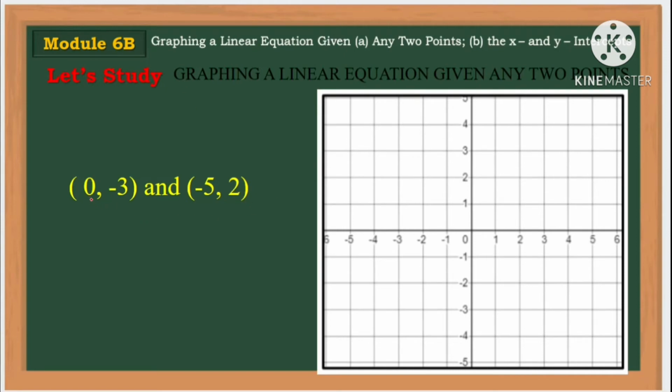Another, (0, -3) and (-5, 2). So x here is 0. Y is -3. Ito yung tinatawag nating y-intercept. Bakit? Meron tayong value dito ng y, which is -3. So locate natin ang -3 na nasa y-axis. Ito ang point. Next, (-5, 2). So x is -5 and y is +2. Pagtagpuhin ang dalawa at nandito ang kanilang meet up. Ito ang point. Now, draw tayo ng line. Ito ang line natin. Ito na yung graph ng dalawang point na to.